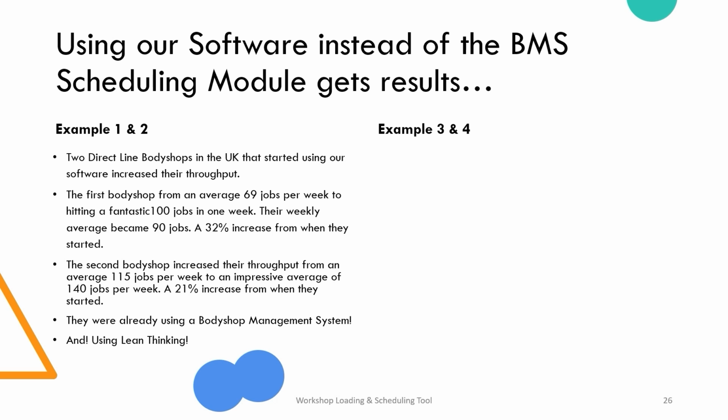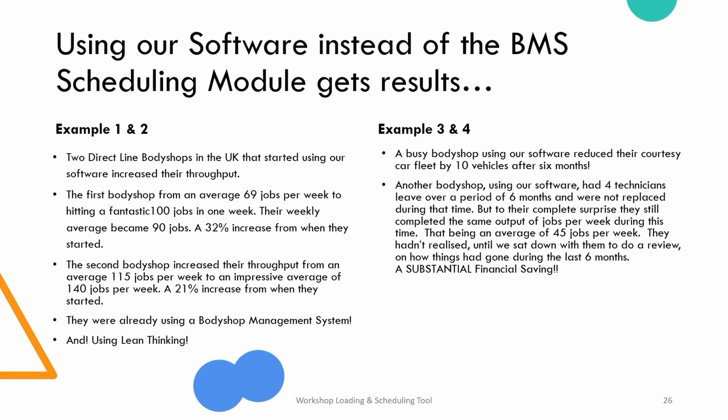Example 3 and 4. A busy body shop using our software reduced their courtesy car fleet by 10 vehicles after 6 months. Another body shop, using our software, had 4 technicians leave over a period of 6 months and were not replaced during that time. But to their complete surprise, they still completed the same output of jobs per week during this time. That being an average of 45 jobs per week.